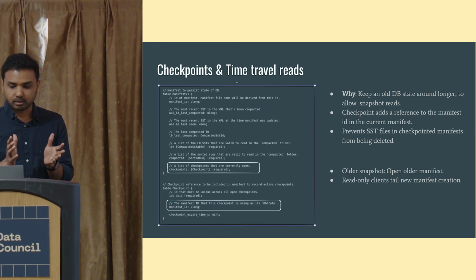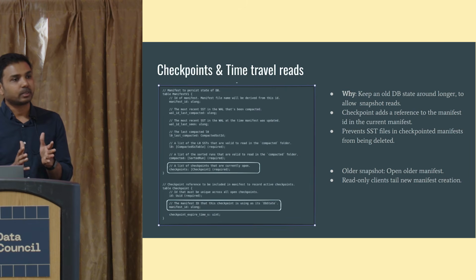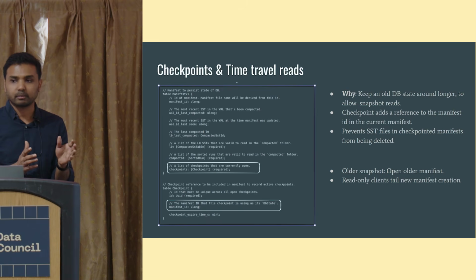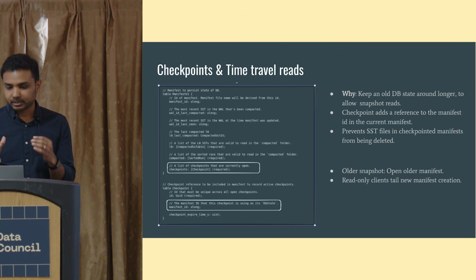One is read-only clients that want a consistent snapshot. They can just open an older manifest and then they get the state of the database as of that manifest, right? Read-only clients can also tail the manifest creation. So you can have a single writer and multiple readers. The readers can be on any number of machines, so you can have a very high read throughput with that approach. So that's checkpoints, and that is time travel reads.